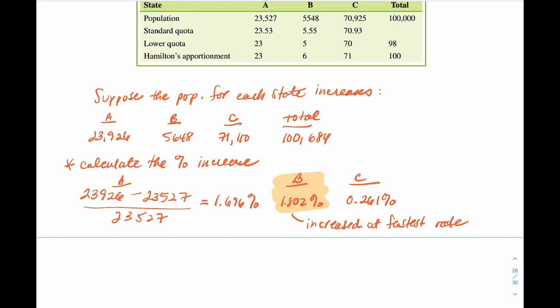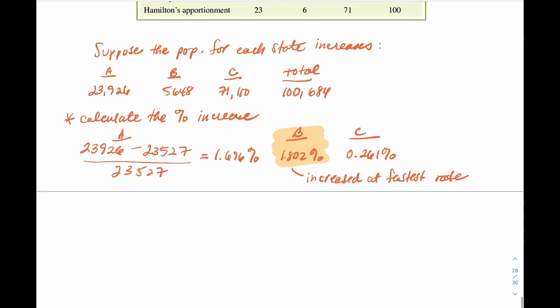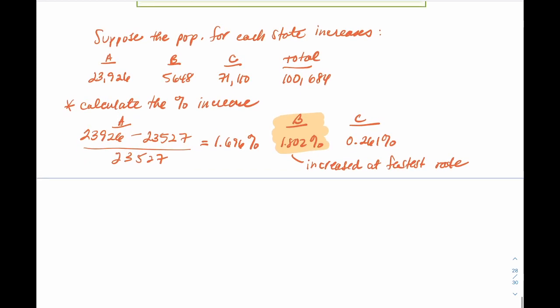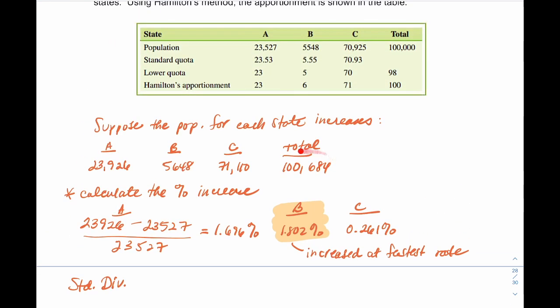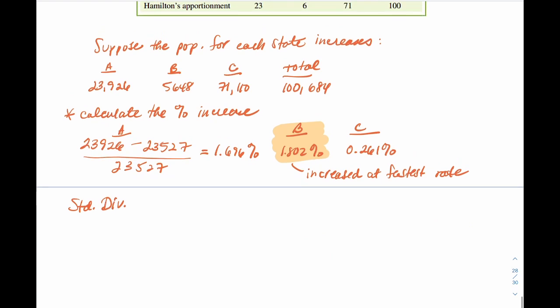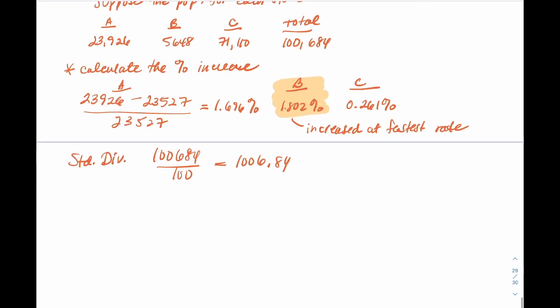Okay, so let's make a table and let's see what happens. Before we make the table, let's figure out the new standard divisor. We know our new total is 100,684, and we've got 100 seats. So we're going to divide by 100, and that's just going to give us 1006.84. Okay, so that's our standard quota. And now we're going to use that to fill out our chart.